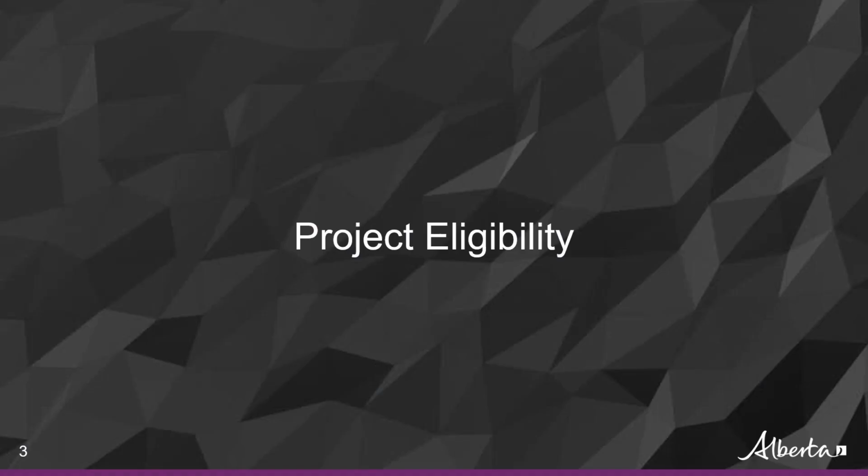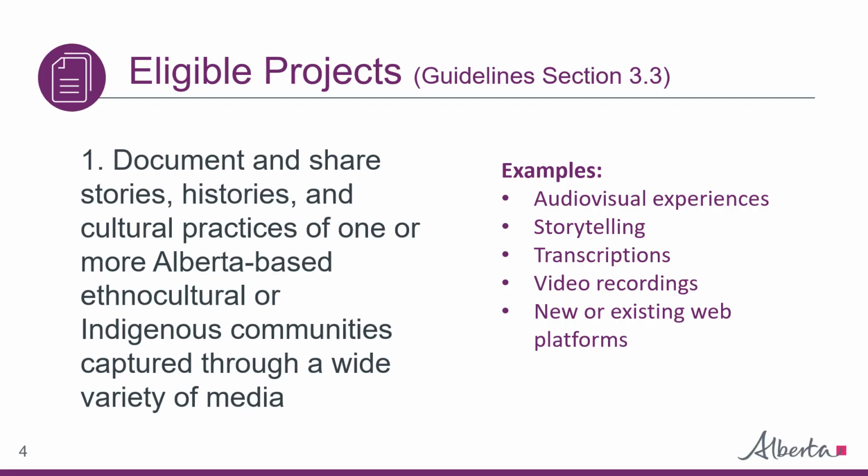Let's start this information session with the CHIP project eligibility. There are two types of eligible projects. The first one is to document and share stories, histories, and cultural practices of one or more Alberta-based ethnocultural or Indigenous communities, captured through a wide variety of media. Examples could include audiovisual experiences, storytelling, transcriptions, video recordings, or new or existing web platforms.